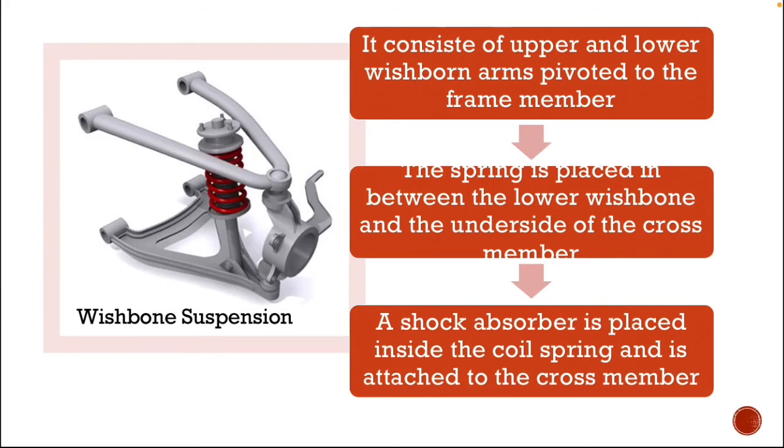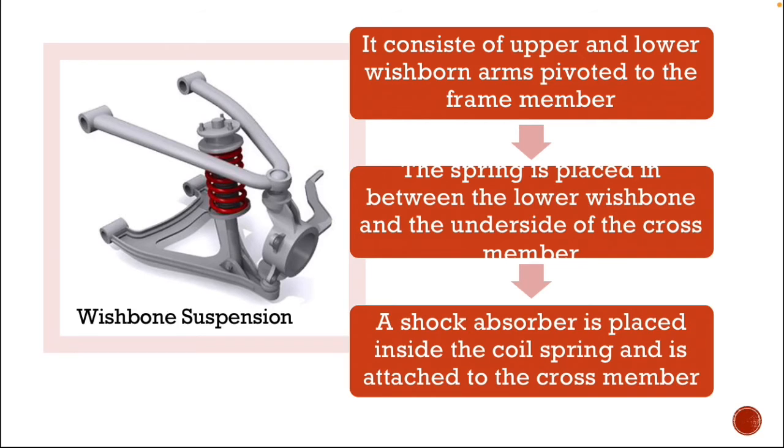Then the third one is the wishbone suspension. It consists of upper and lower wishbone arms pivoted to the frame member. It resembles the letter A. The spring is placed between the lower wishbone and the underside of the cross member. The vehicle weight is transmitted from the body and the cross member to the coil spring, through which it goes to the lower wishbone member. A shock absorber is placed inside the coil spring and is attached to the cross member and to the lower wishbone member. It is like a chicken wishbone or a letter V in shape.